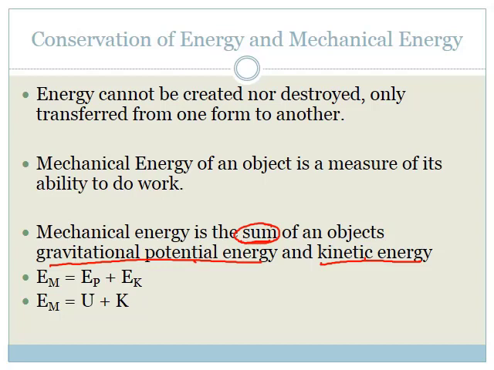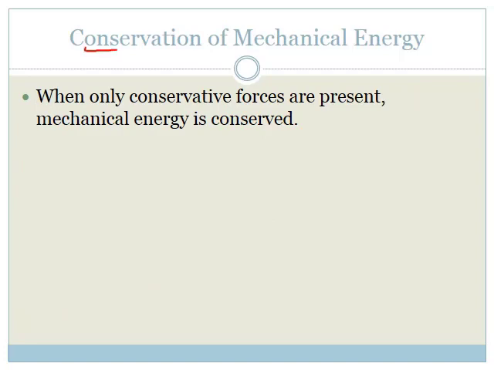Now, there are two ways you can write your potential energy and kinetic energy. You can either write EP for potential energy, or you can write U for potential energy. And as we've seen in the previous lesson, your kinetic energy can either be written as EK or K. So therefore, E mechanical, E mech, is equal to EP plus EK, or we can write EM is equal to U plus K, but it's the same thing. It's just two different ways of writing it. You choose which way suits you. So now let's talk about the conservation of mechanical energy.